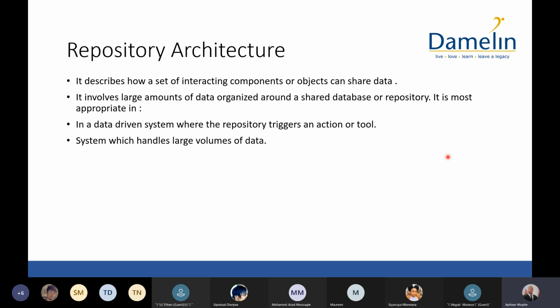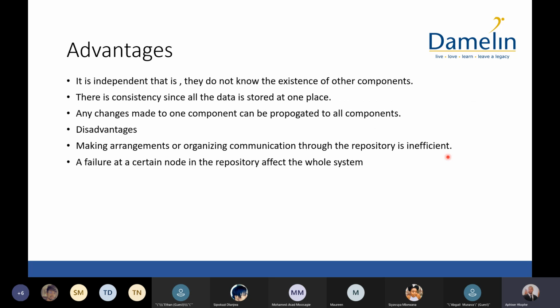And here they say that it describes how a set of interacting components or objects can share data, involves large amounts of data organized around a shared database or repository. It's most appropriate in highly data-driven applications, systems which handle large volumes of data. What are its advantages? Advantages: independence. The other system usually does not know that the other system exists. All they have in common is a shared database, otherwise they're independent systems.